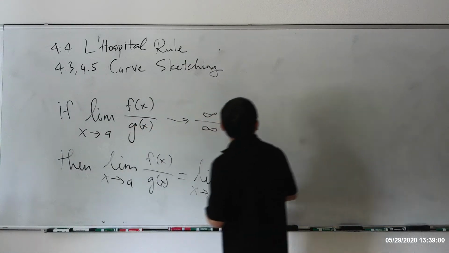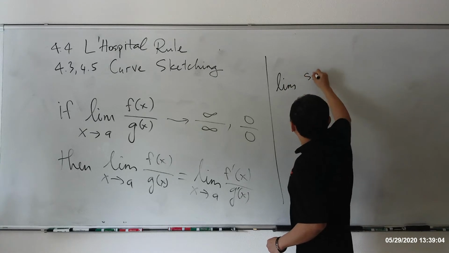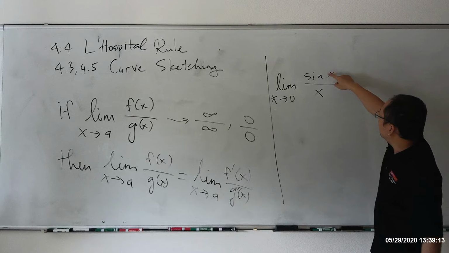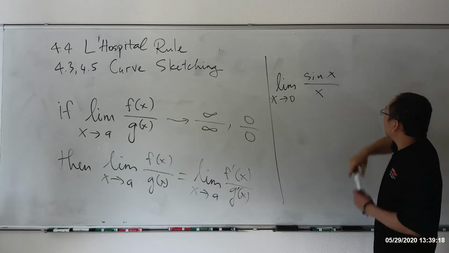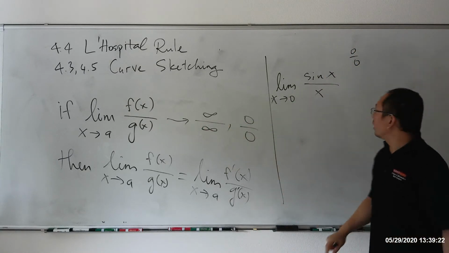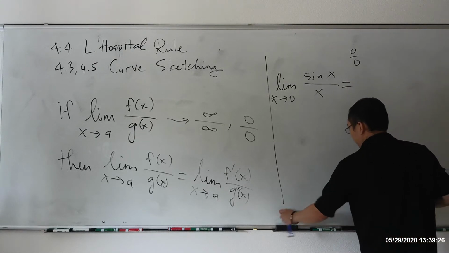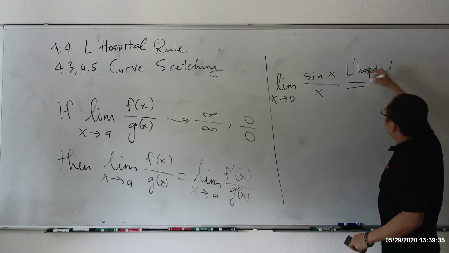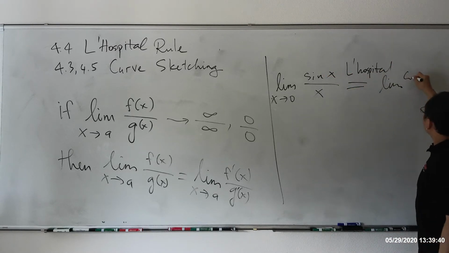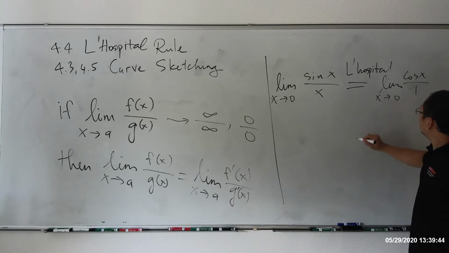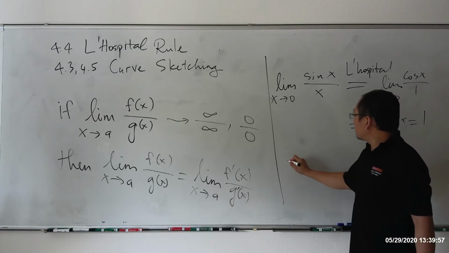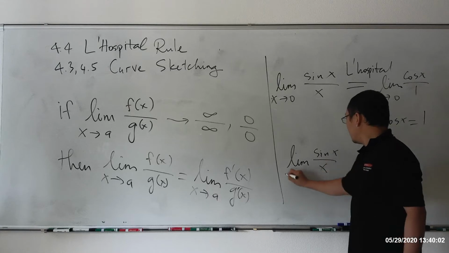For example, recall something that you guys have seen before: the limit of sine x over x when x approaches 0. This is a fraction. When x approaches 0, sine of 0 is 0, and x approaches 0, so this is of the form 0 over 0. So we can use the L'Hopital rule here. By L'Hopital rule, this limit is going to be equal to the limit of what? The derivative of sine of x is cosine of x, the derivative of x is 1, as x approaches 0. And this is just the limit of cosine of x as x approaches 0, and cosine of 0 is 1. This limit is 1. We have a very handy limit that you guys are going to use a lot, which is the limit of sine x over x when x approaches 0 is equal to 1.